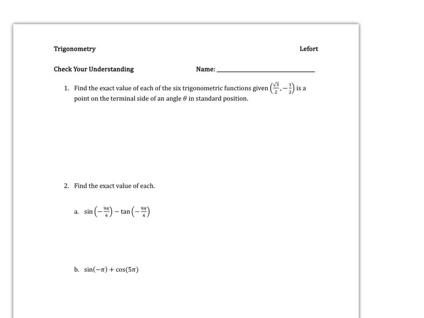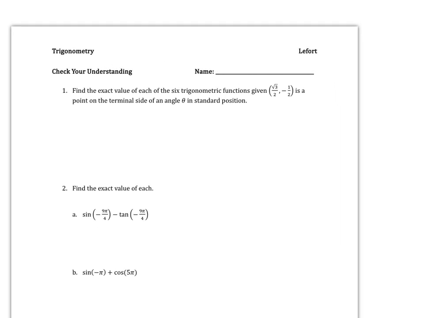All right, so check your understanding. Find the exact value for each of the six trigonometric functions given that square root of 3 over 2 and negative 1/2 is on the terminal side. Okay, standard position. So x is positive, y is negative. So that's going to be about right here. So this is the ordered pair, square root of 3 over 2 and negative 1/2.